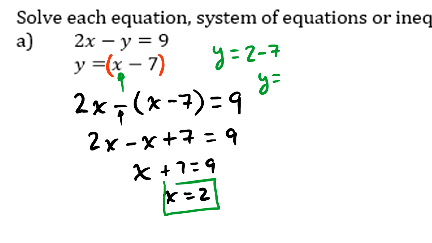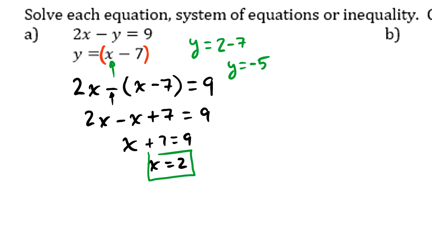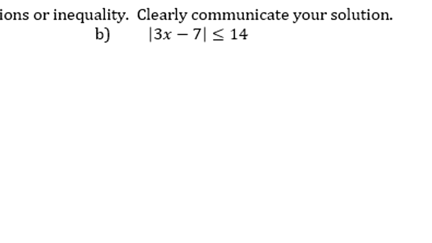to equal negative 5. And of course, our solution should be written as an ordered pair because the solution to a system is an ordered pair, right? So I'm going to write this as x is 2, y is negative 5. There's our solution. Let's jump over to part B.